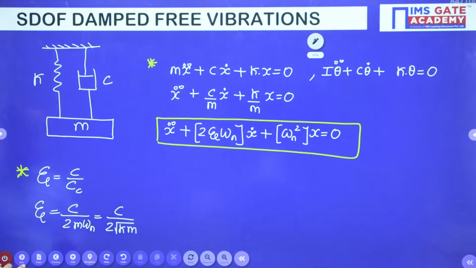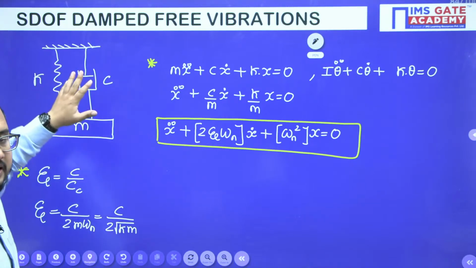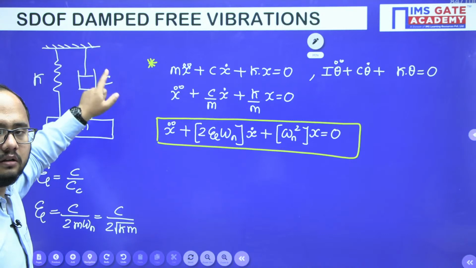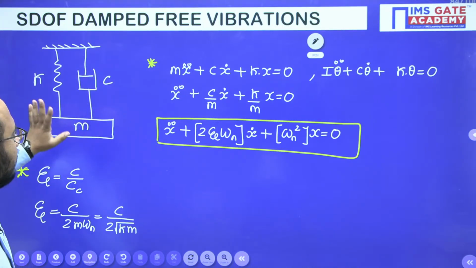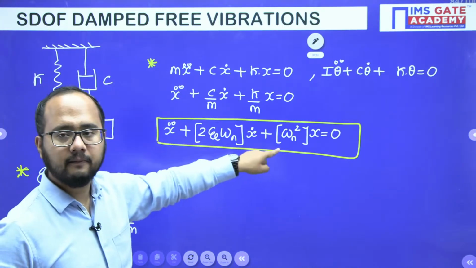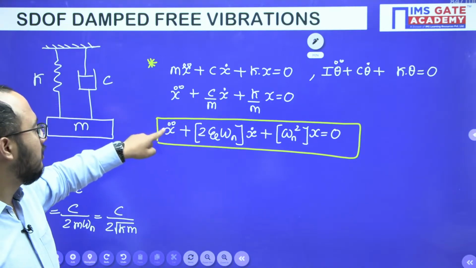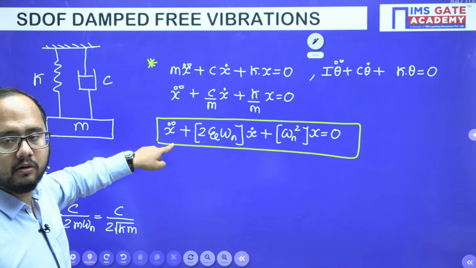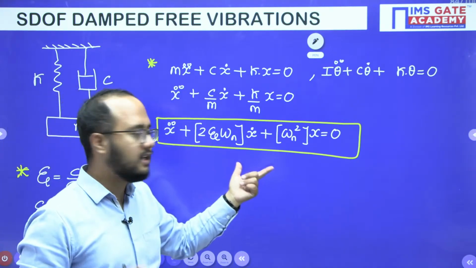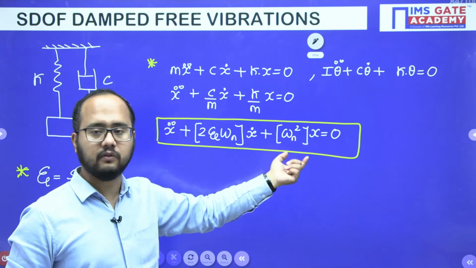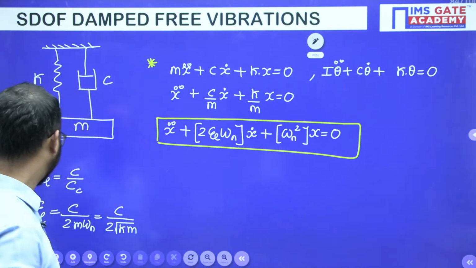Now I hope this much part is clear, because whenever such an example is given, with spring stiffness K, damping coefficient C, mass M, directly you can write this equation. But make sure that the coefficient of x double dot is 1. In that case, the coefficient of x dot will be equal to this one, the coefficient of x will be equal to this one, right? Like this.